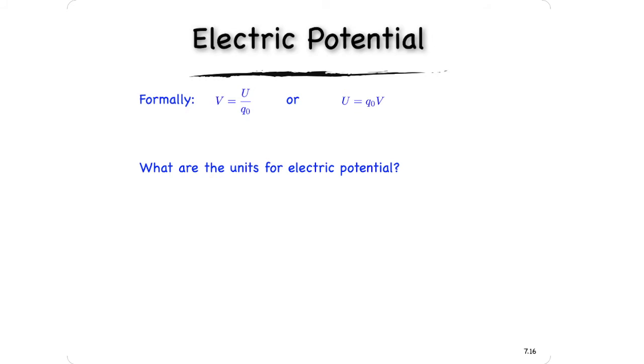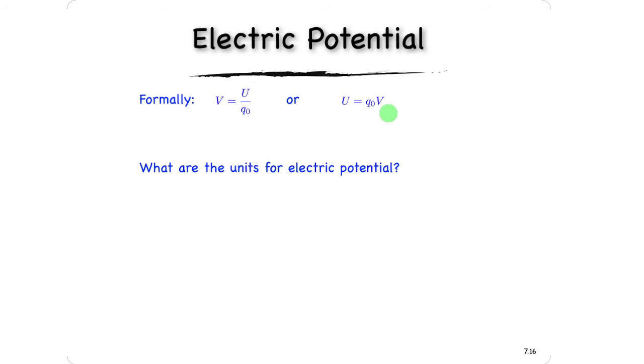Another way of saying that is the electric potential, or the voltage, is the potential energy divided by the charge that I'm considering, a charge that I bring in that takes work to move into my charge distribution. Alternatively, we can say the potential energy is the charge at a point times the electric potential at that point, or the voltage at that point.